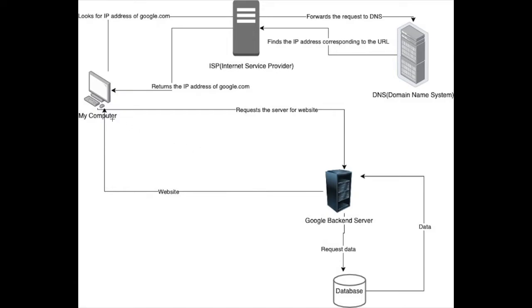Same thing happens with a website. My computer doesn't know who Google is, but it knows how to find it. It will go and contact my ISP. ISPs are basically internet service providers, the people who provide us the service of internet. ISPs are connected to various other computers around the world. So when my ISP gets my request for google.com, it will forward my request to a computer which is called DNS. Now DNS stands for domain name system.